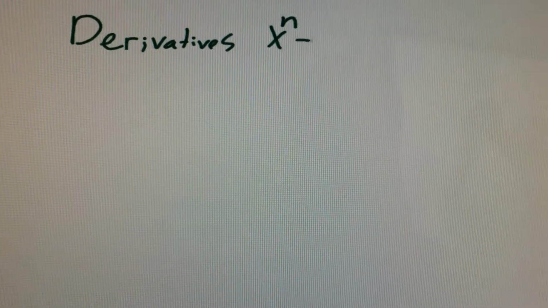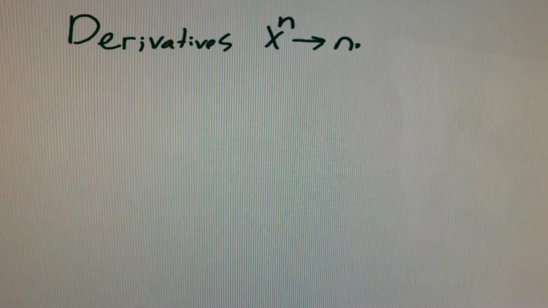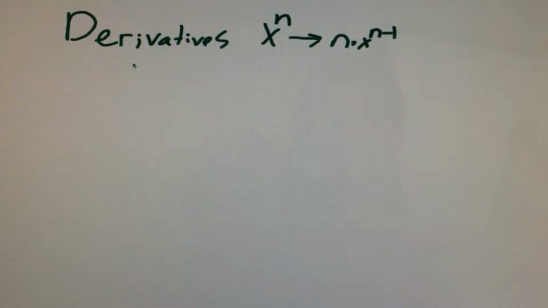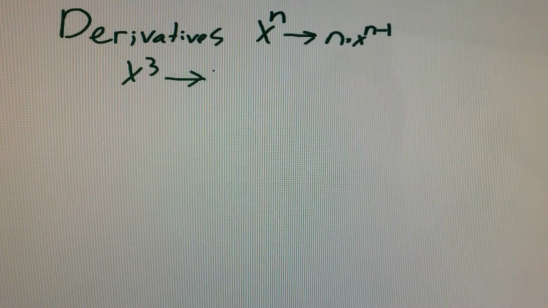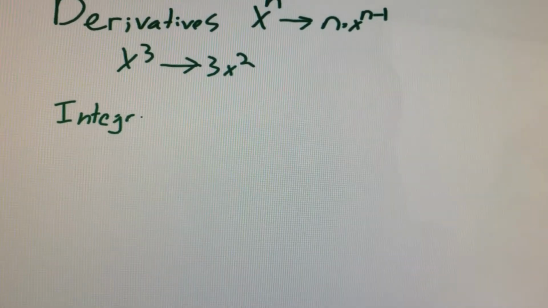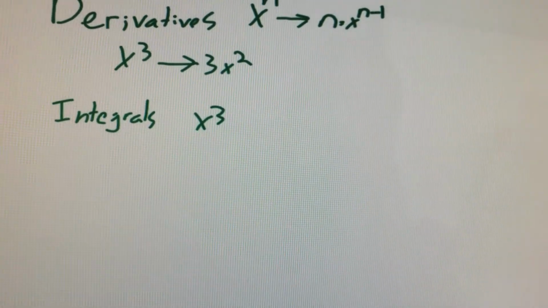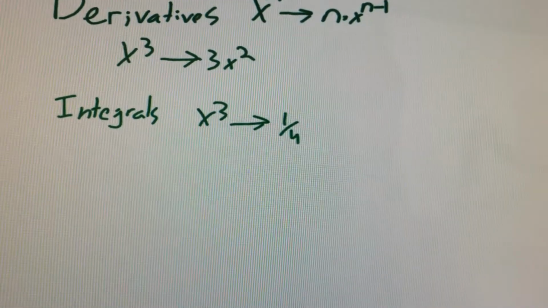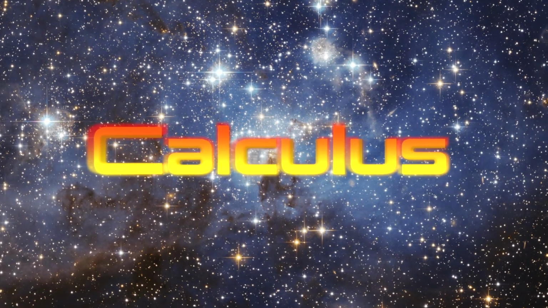A way of finding the derivative for simple equations is the power rule. The power rule is x to the n becomes n x to the n minus 1. In a real-life scenario, this would be x to the third becomes 3x squared. So to find the integral, you reverse it. X to the third would become 1/4 x to the fourth.